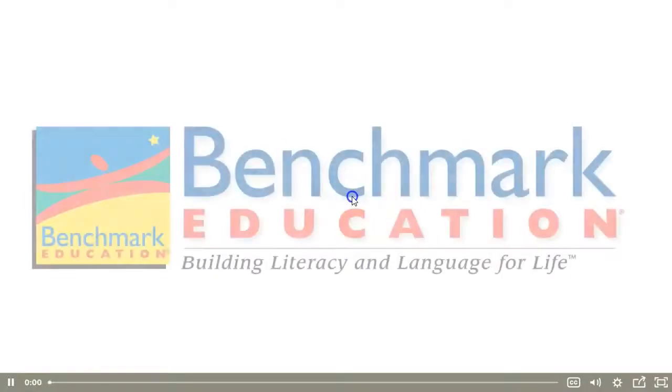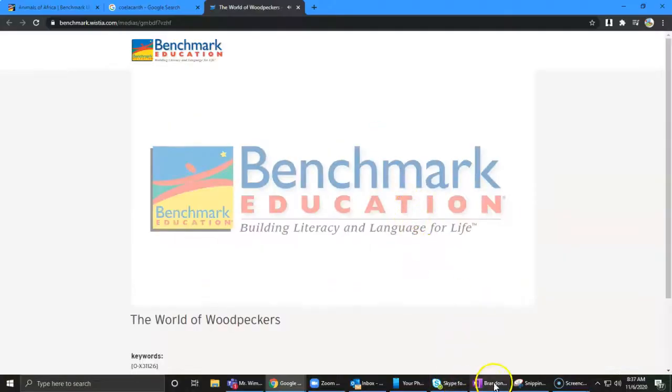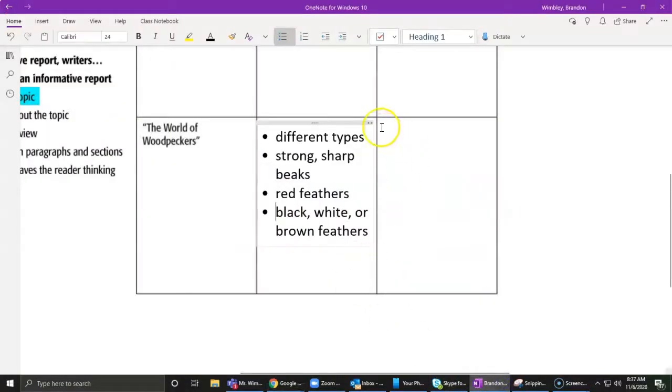Oh, isn't that guy cute? So, we found some behaviors in there. And behaviors are things that it does, not what it looks like. So one of the things that I noticed is that it talks about pecking a tree trunk. I see it here, a woodpecker pecking a tree trunk for insects. So this is an important detail, so I'm going to record it in my behavior chart.